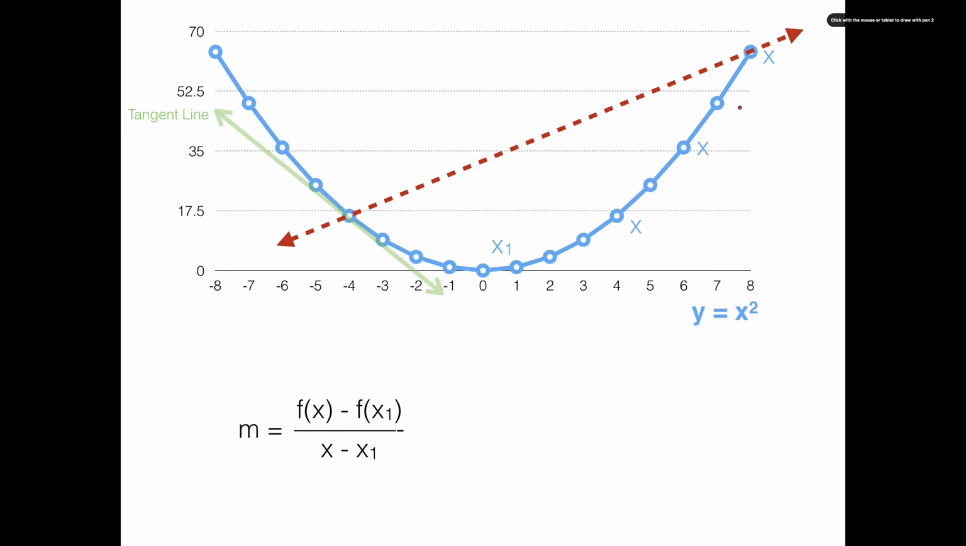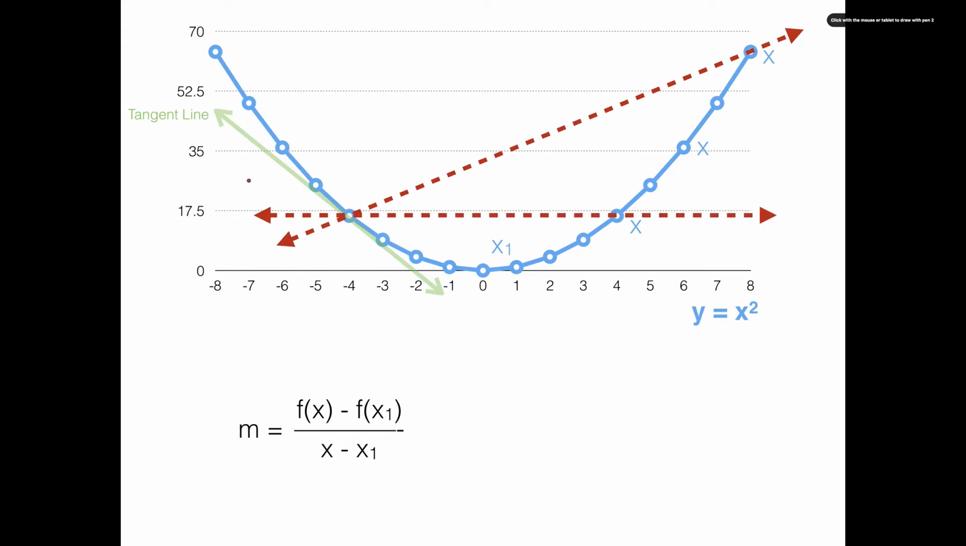So I use these 2 points and I calculate the slope of the line, and it looks nothing like the tangent line, right? This line's going this way, that line's going that way. They look nothing similar. Now what happens if I choose another point that's closer to x equals -4?